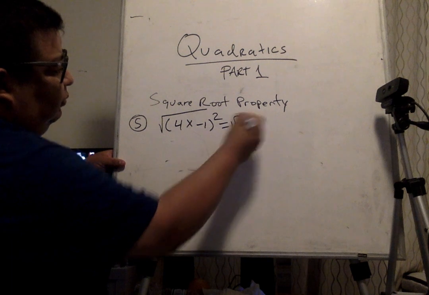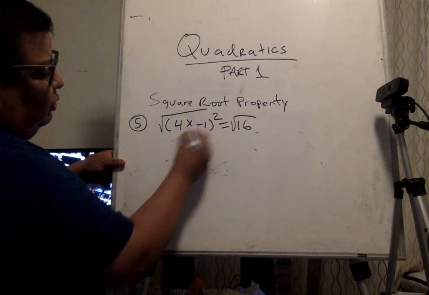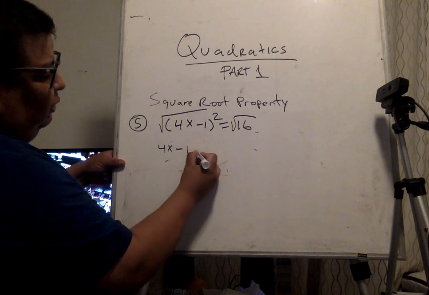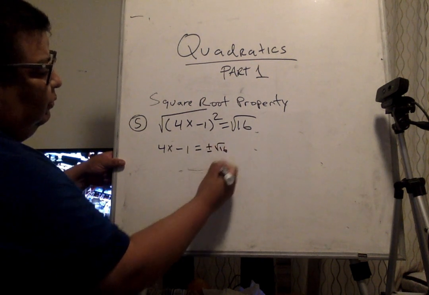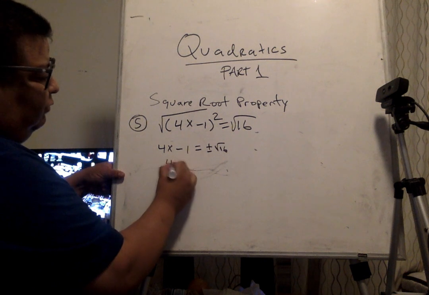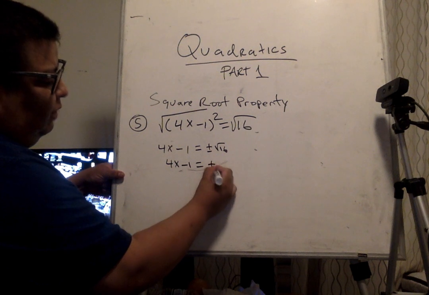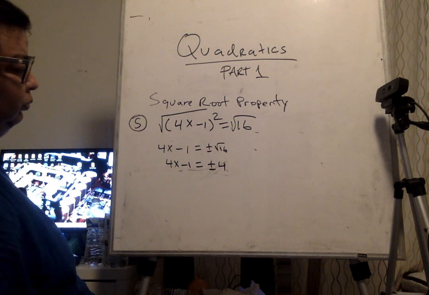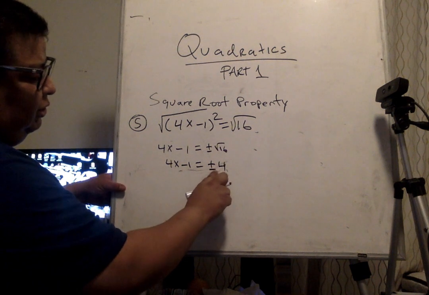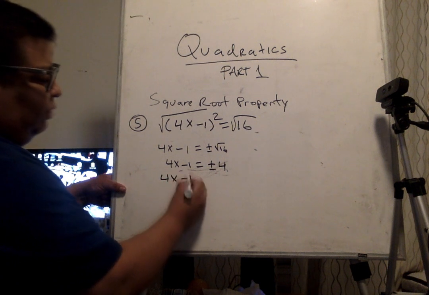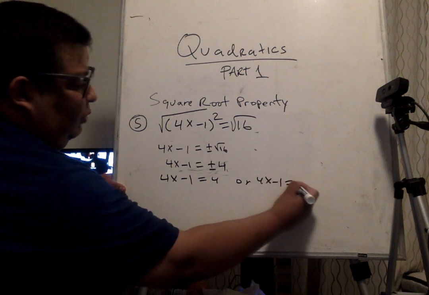Take the square root. So remember, when we take the square root, we take out the square, so we're left with 4x minus 1 equals positive or minus square root of 16. The square root of 16 is 4, so we have positive or minus 4. Now we have to isolate x. So let's take each case. So we have 4x minus 1 equals 4, or 4x minus 1 equals negative 4.